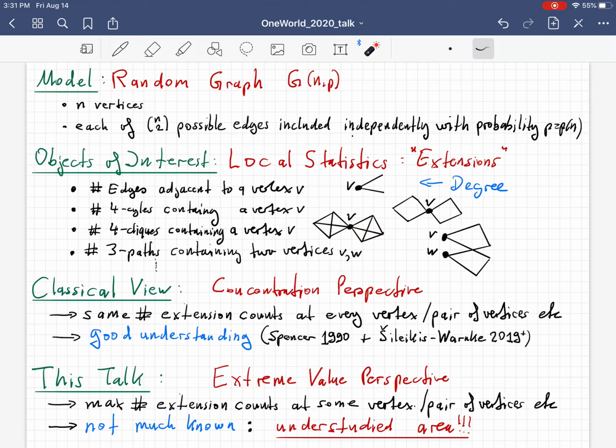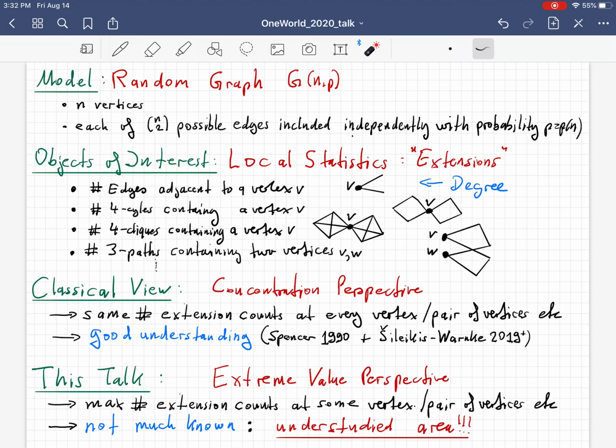And you can generalize this now. For example, you can also ask, given two vertices, how many paths of a certain length are there, and so on and so forth. So I hope you get the idea. These are the kind of local statistics we're interested in. How many ways are there to extend a certain set of vertices to a certain structure?